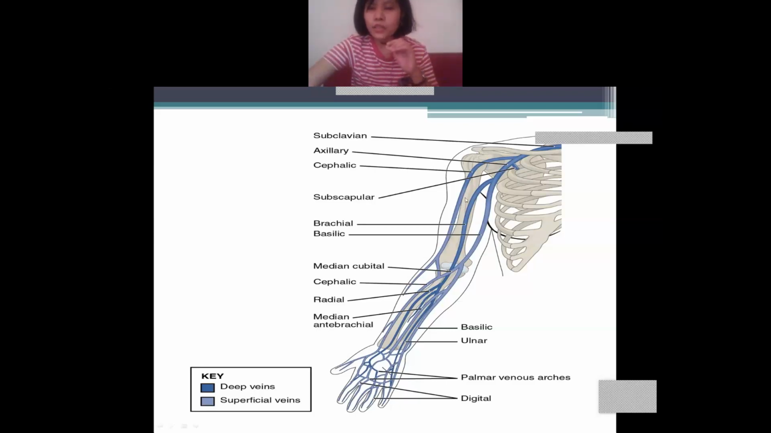These are the two types of veins that you will find in the upper limb. Understand? So let us now see which veins are in the deep veins, and in the lighter ones, that is the superficial veins, what names you will be getting.